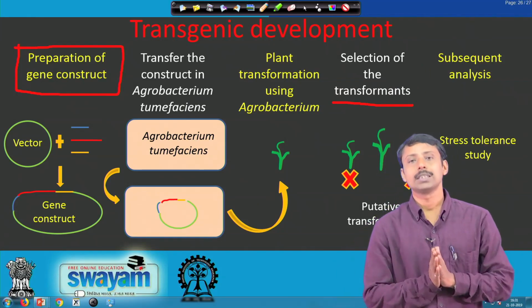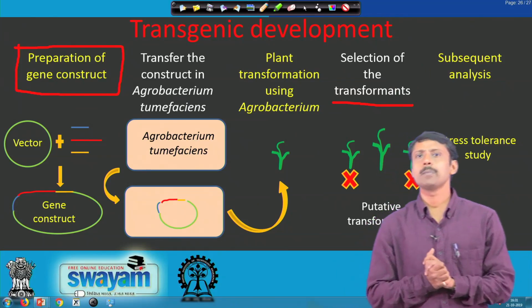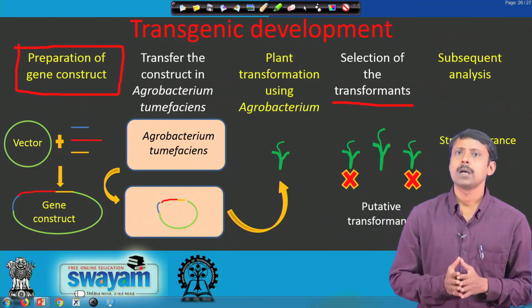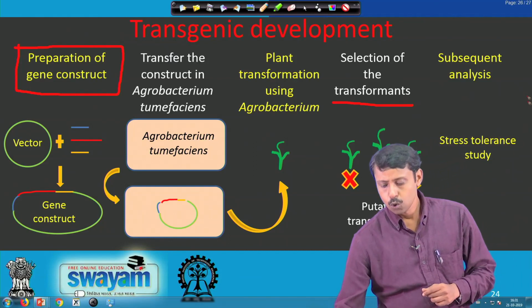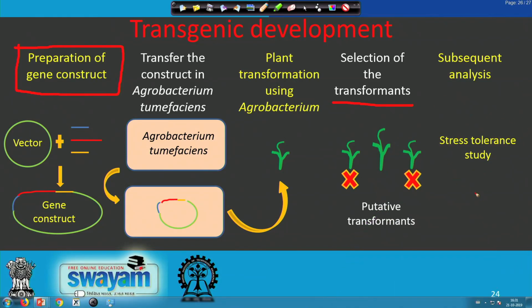We have to confirm the transgenic plants by Southern hybridization, by Northern hybridization, by RT-PCR, by qRT-PCR, and we can do different stress tolerance studies. If we are screening for any abiotic stress, if we are expressing any transcription factors, then after getting the putative transformants, we can do the subsequent study.